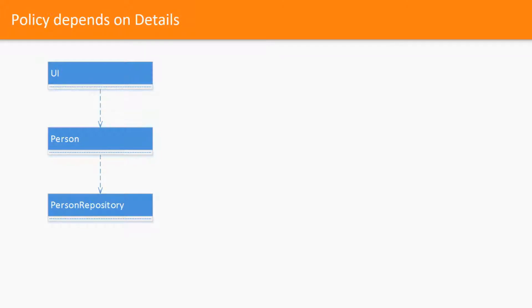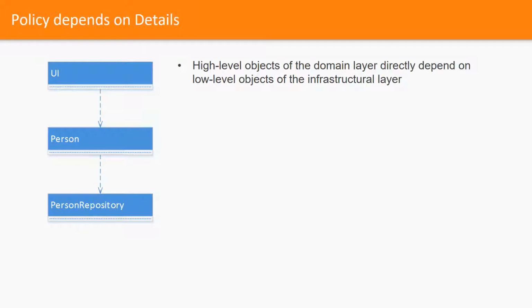What's wrong with the relationships between layers on this diagram? Do you know what it is? The problem is that high-level objects of the domain layer directly depend on low-level objects of the infrastructural layer. The lamp is soldered to the socket like a vise.